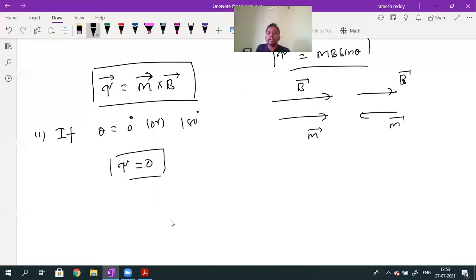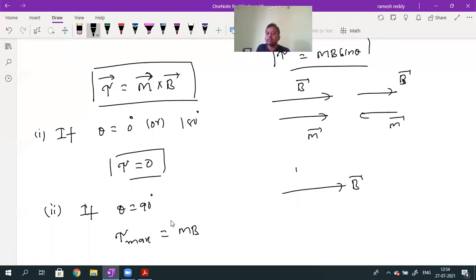The torque acting on a bar magnet is maximum if theta is equal to 90 degrees. Whenever theta is equal to 90, the torque value will be maximum. What is the maximum torque? The maximum torque is given by M into B. Theta 90 means B bar and M bar are both perpendicular. So M bar will be like this, and this is the direction of B bar.